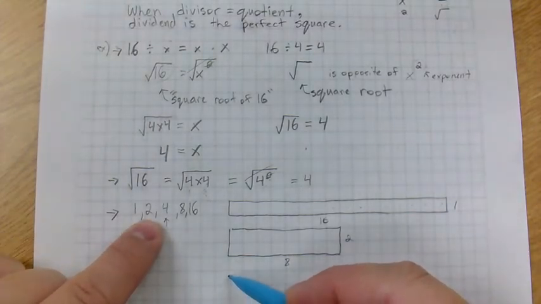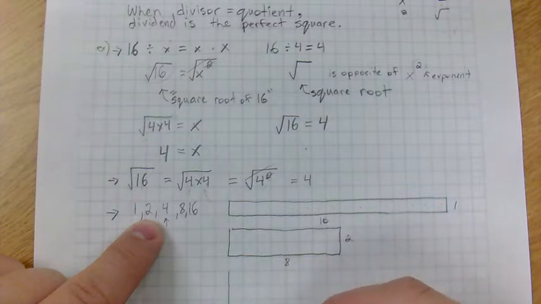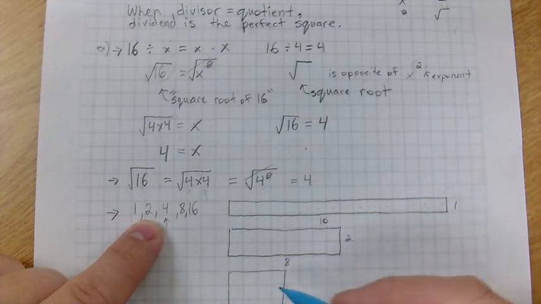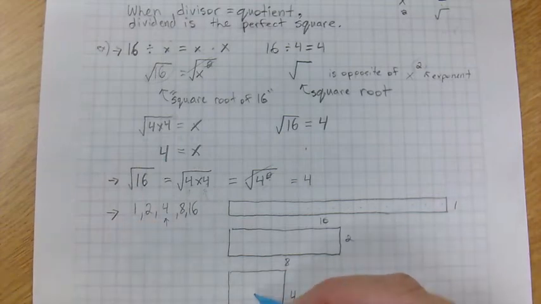What about if we tried, well, 3 doesn't work because we'd have 1 remaining, right? But what if we do 4? What if we do 4 down and 4 across? We'd have 16 squares inside. 4 times 4 is 16 square units, right?